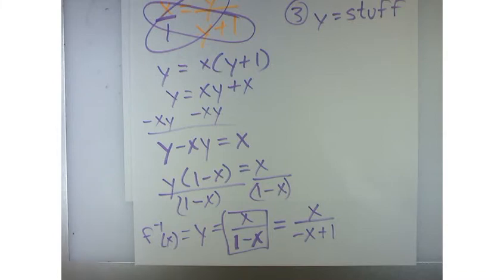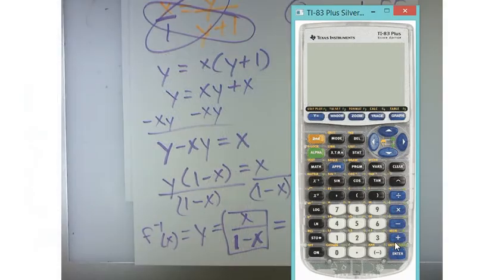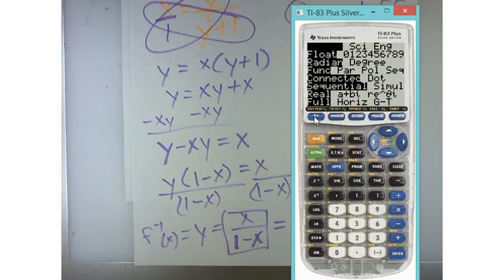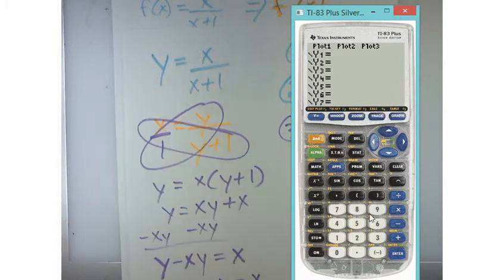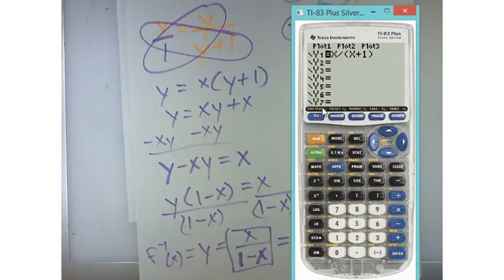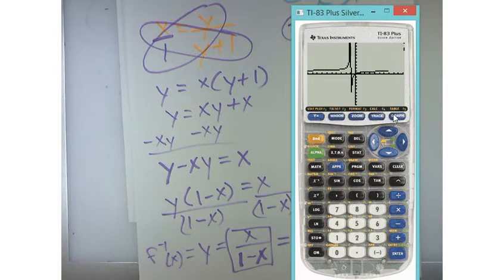Now what does that look like graphically? Well, we could verify it graphically by plugging in the original function and its inverse. So my original function was x divided by the quantity x plus 1, and then my inverse we found to be x divided by the quantity 1 minus x. Now this should reflect over the diagonal, and it does.